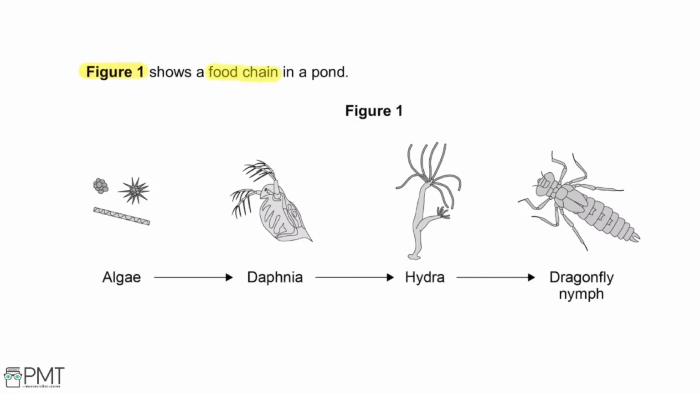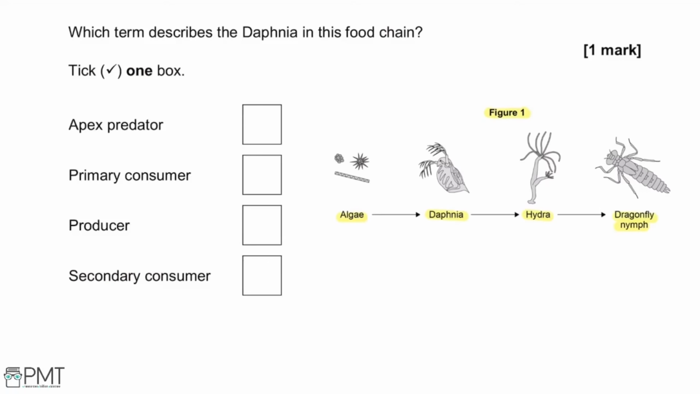Figure 1 shows a food chain in a pond. So here we have figure 1, the first is the algae, then a daphnia, a hydra, and then a dragonfly nymph. Which term describes the daphnia in this food chain? Tick one box. In this chain, the algae is what's known as the producer because it's making its own food and using the energy of the sun. Then the first thing to eat the producer, which is the daphnia, and what we're being asked about, is called the primary consumer because it's the first consumer in this chain. So the next one along would be the secondary consumer and so on.